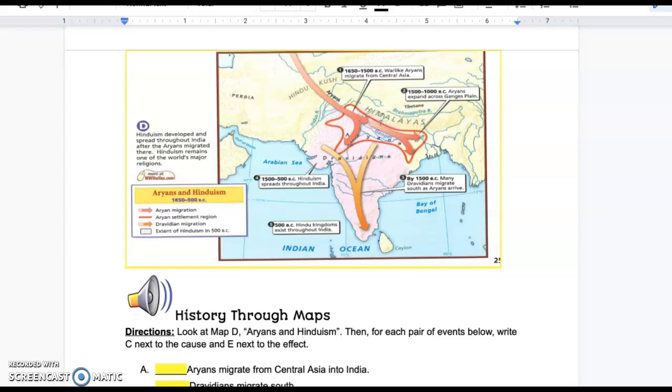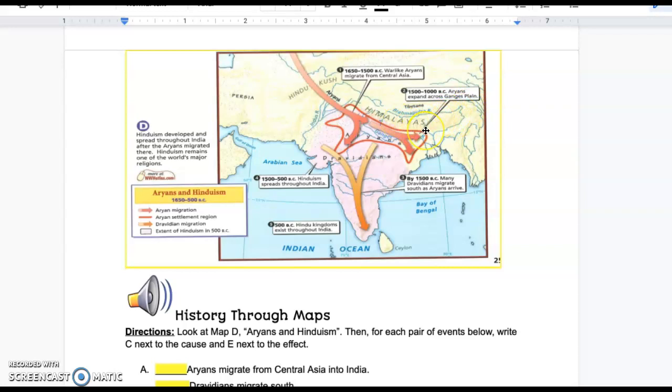Map D. Hinduism developed and spread throughout India after the Aryans migrated there. Hinduism remains one of the world's major religions. Number 1. 1650 through 1500 BC, warlike Aryans migrate from Central Asia.